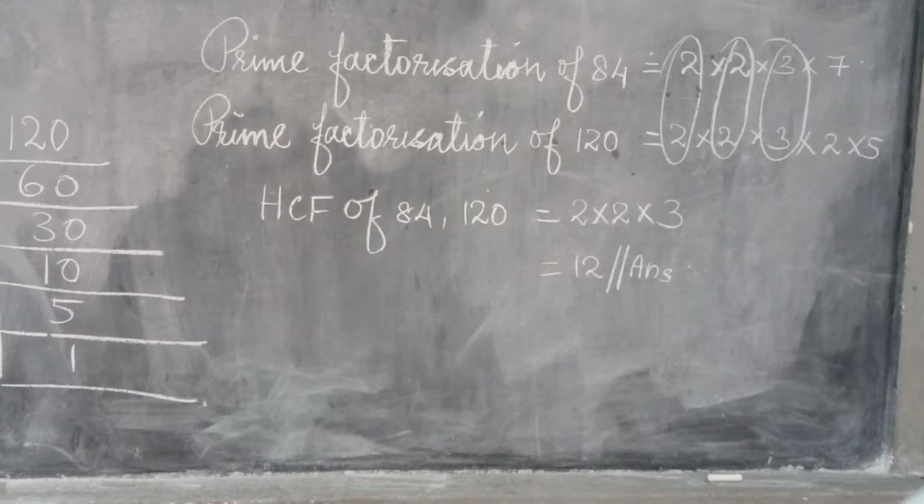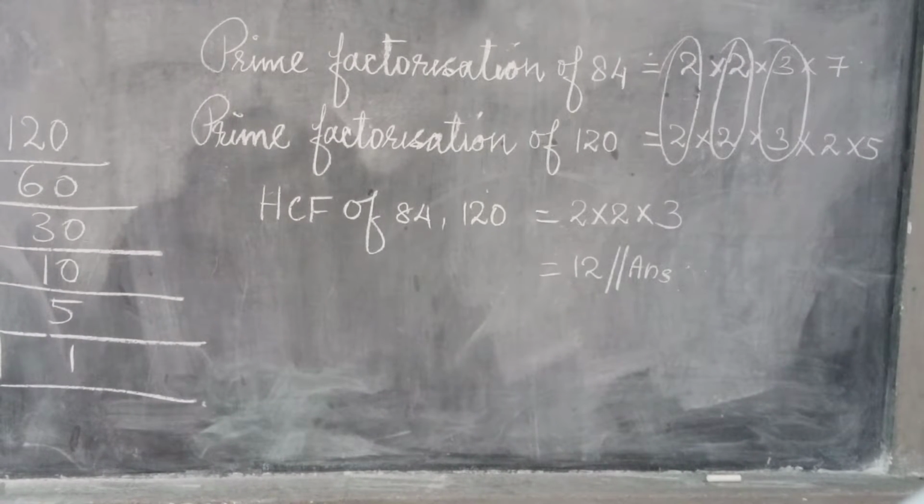See here, as I have explained to you, 2 into 2 into 3 into 7. Now 12 is 2 into 2 into 3 into 2 into 5. So common factors when we take it, two 2's are common, and one 3. So we are taking it as one number. Then 2 into 2 into 3 is equal to 12. 12 is the right answer.